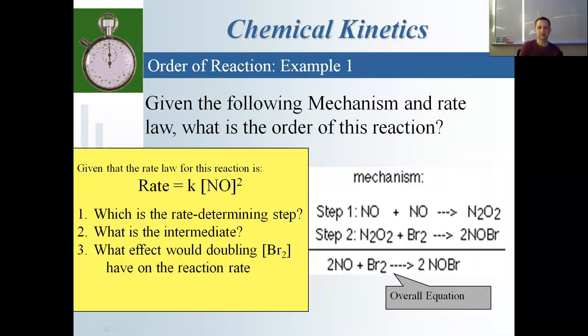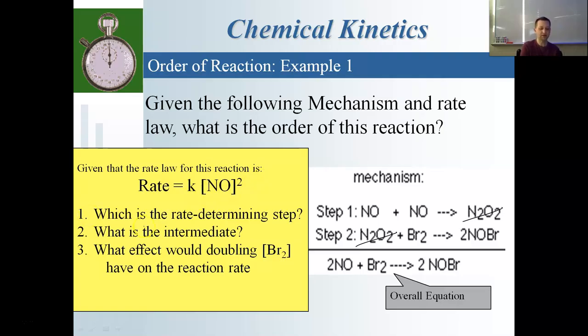Okay, let's do a little bit of practice here. Given the following mechanism and rate law, what is the order of this reaction? So if you take a look at this example, I have my reaction mechanism off to the right, which is step 1, NO plus NO yields N2O2, and step 2, you have N2O2 plus Br2 yields 2NOBr. If you go ahead and cancel out what you can here, you could cancel out your N2O2, and you're going to have your overall equation giving you 2NO plus Br2 yields 2NOBr. So it's telling you that the experimental rate law here is rate equals k times NO squared. So a couple questions we want to answer about this.